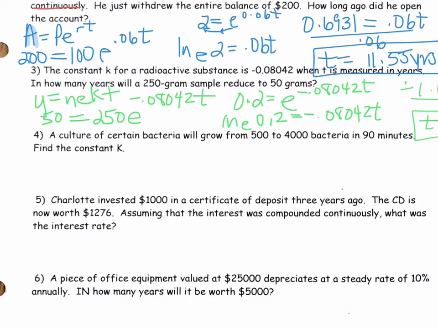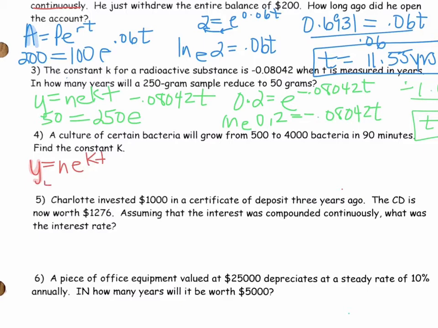Okay, now if we go back and look at the next one, again you see bacteria. So that tells you you're going to go back up, and we're going to use the Y equals NE to the KT. You're starting at 500 going to 4,000. And since they gave it to us in minutes, and they don't say anything about changing it to hours, if they did change it to hours, we would have to change the 90 minutes to 1.5 hours. But you're going to give an answer for K this time, so let's work through this one.